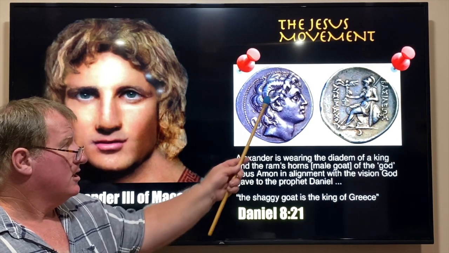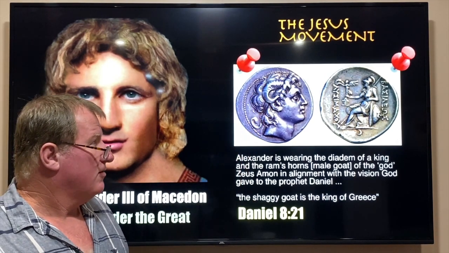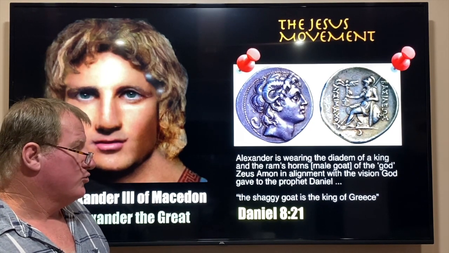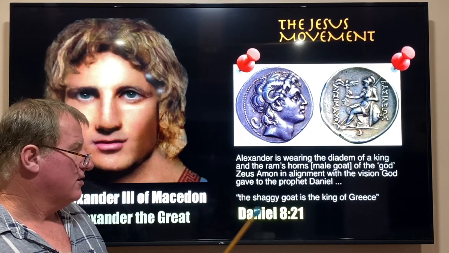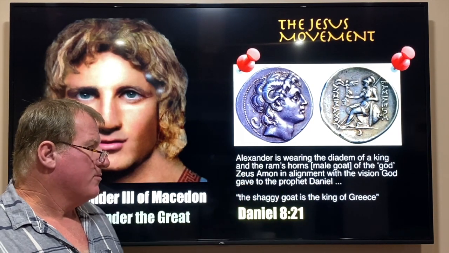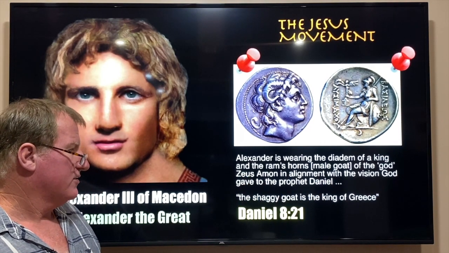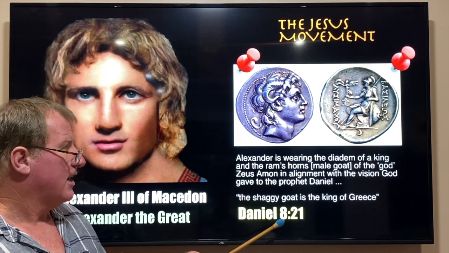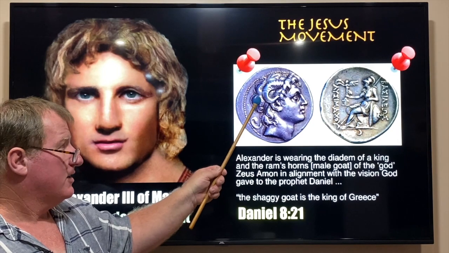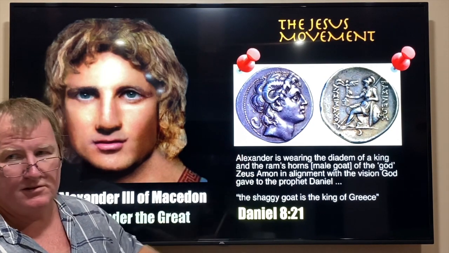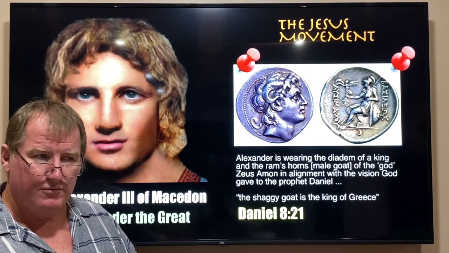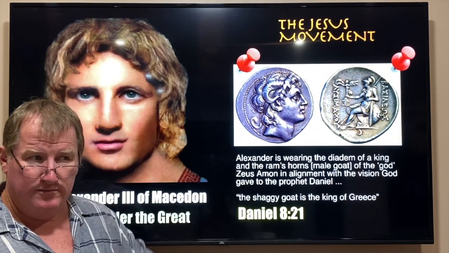And so each of the Greek rulers from that point in time started to wear these horns, and they were drawn in these images. And so this is what gives us the alignment with the vision God gave the prophet Daniel, that the shaggy goat is the king of Greece in Daniel 8, verse 21. Please note that he is the first king of Greece, if you will, who has an image with these horns.